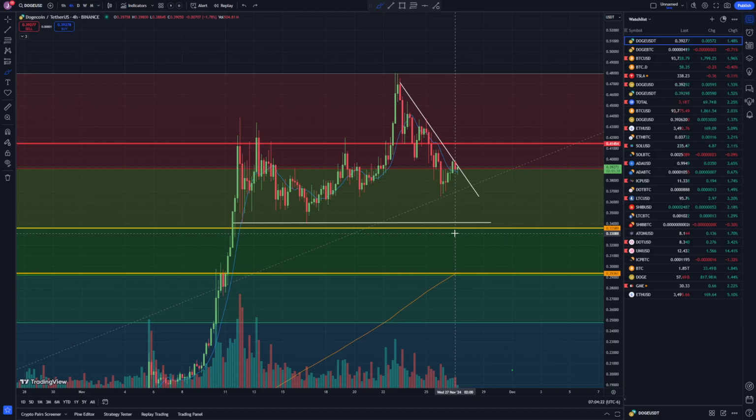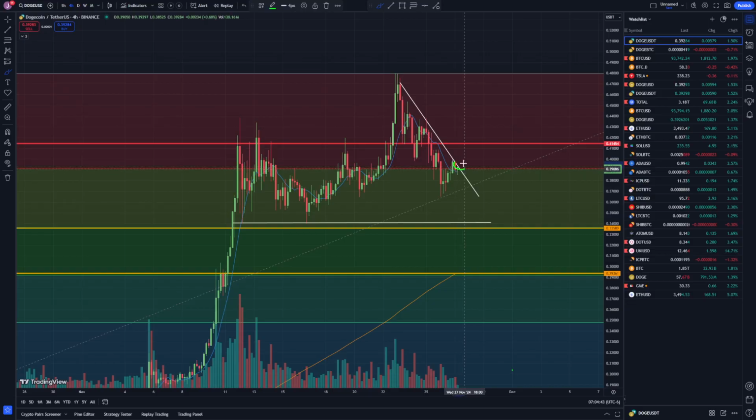I'm not trying to scare anyone or do anything like that. I'm just trying to show you what I'm thinking and my argument as to why I think it might be heading down. But if it breaks this trend line right here, then that changes things. That changes the way I'm looking at it or approaching it.